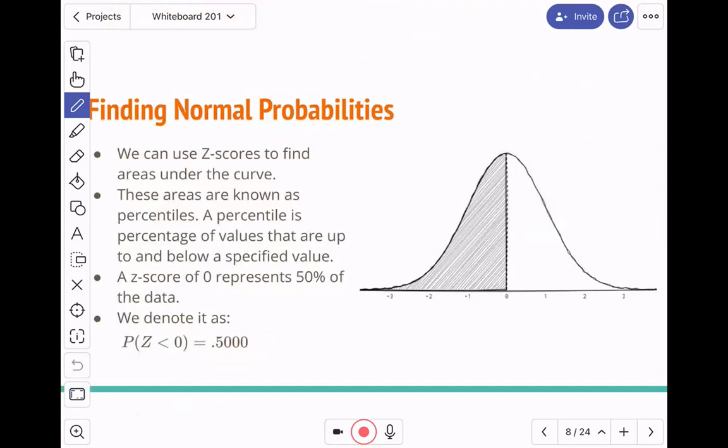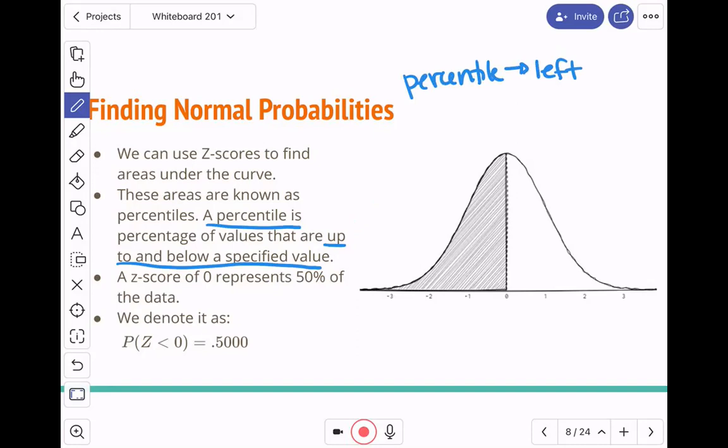Here's how we're going to do it, though. We're going to find actual probabilities, and we can use z-scores to do that. Because z-scores measure position, every location on the curve corresponds to a z-score. And it's going to measure what we call a percentile. A percentile is the percentage of values that are up to and below a specified value. A percentile always measures the left side of the curve. It will always measure the left of something.